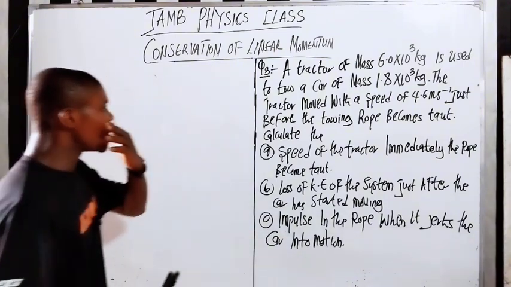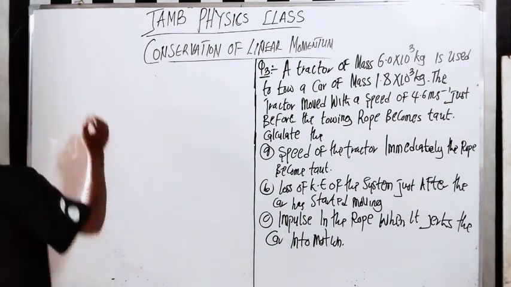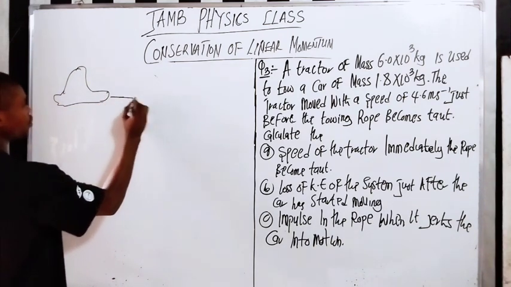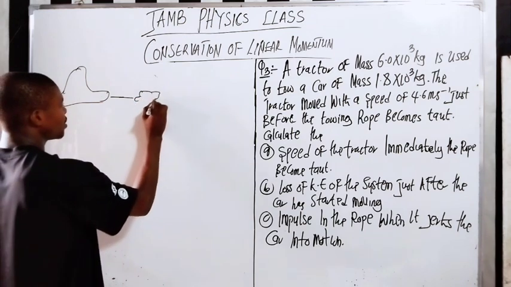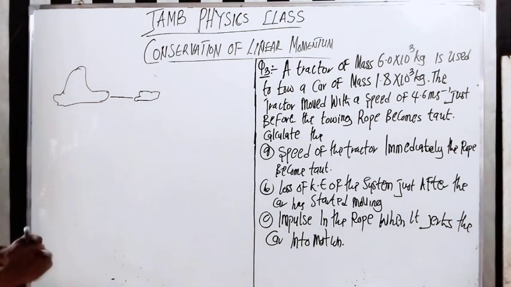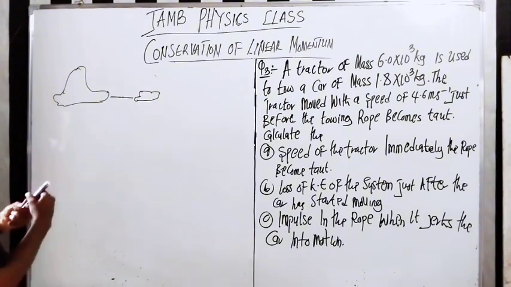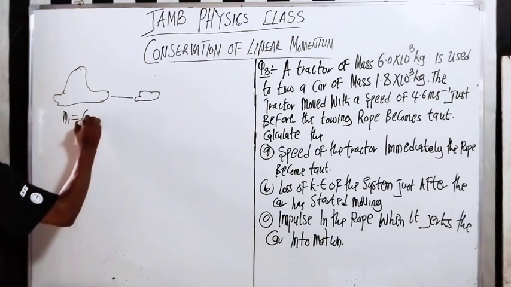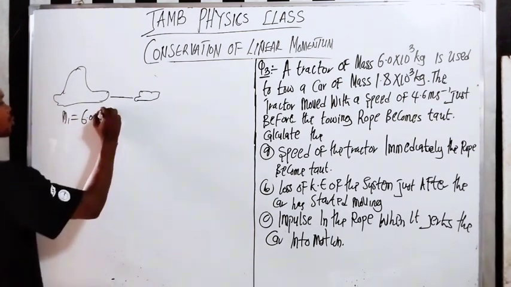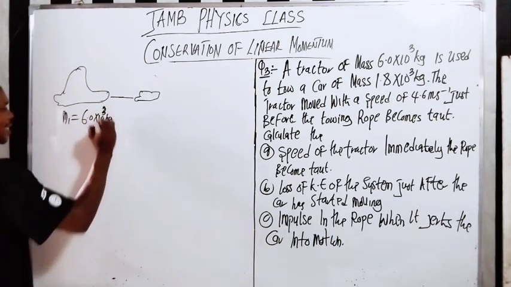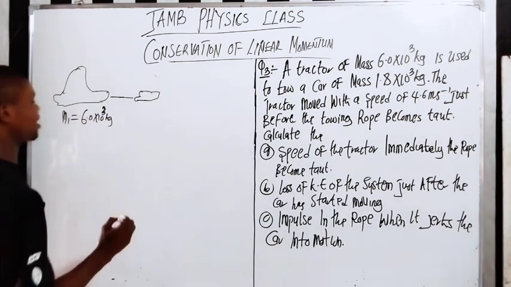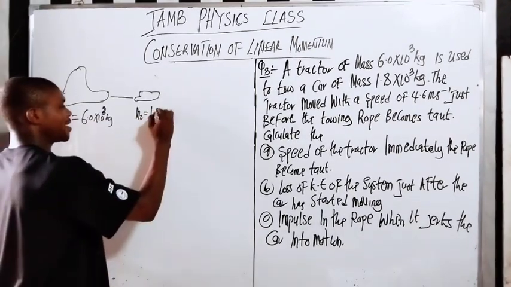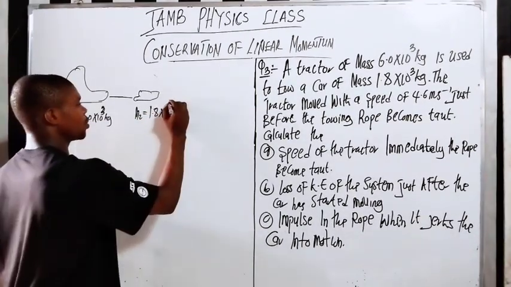Now let me explain to you. Let's say there's a big tractor, used to tow a little car. The mass of the tractor is m1, which is 6.0 times 10 to the power 3 kg. The small one is m2, because this is the car being towed, with mass 1.8 times 10 to the power 3 kg.